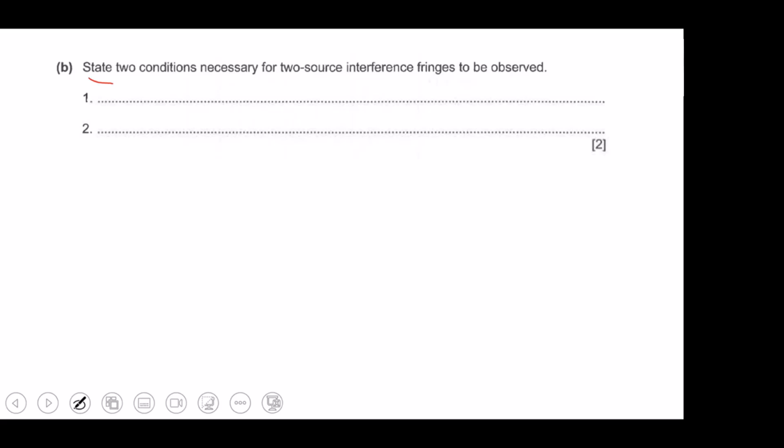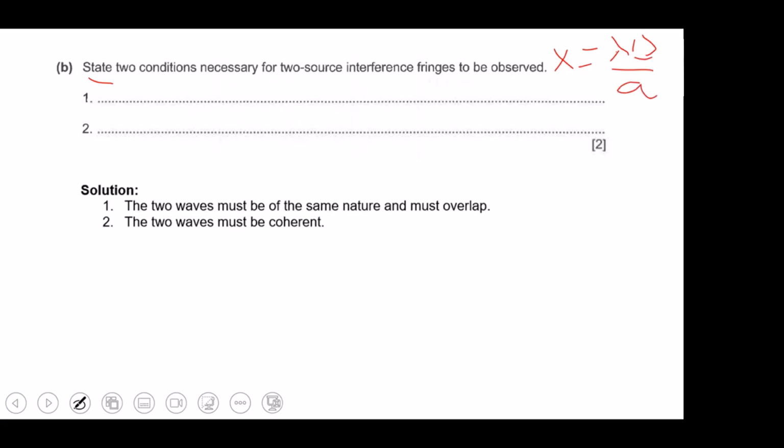So for this experiment, you should know something like lambda D over a, right? That will equate to your fringe separation. Okay, so for a state question, the two waves must be of the same nature, same type, and obviously they must overlap, they must meet so that they can interfere. Or you can talk about them being coherent, having a constant phase difference. Right? Of course, these are not the only conditions that are there.